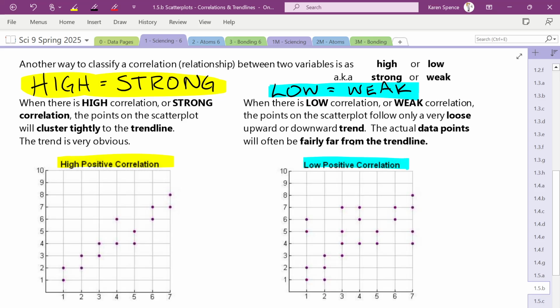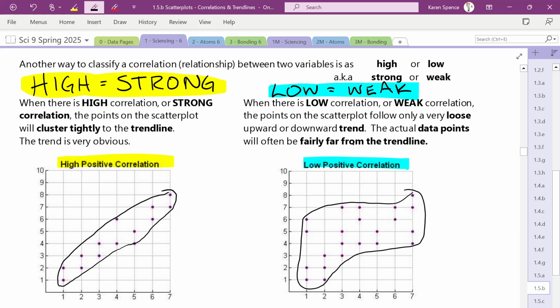What is the difference between high and low correlations? Yeah, one's kind of tidy and one's kind of all over the place, right? If you were to draw your blobby shape, this one here is a much more narrow blobby shape. This one here is very, very blobby. So if we were to draw our best fit line through that, and you guys can draw your best fit lines through those, you'll notice that all the points are close to the trend line.